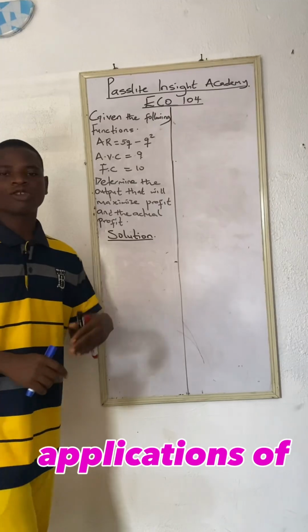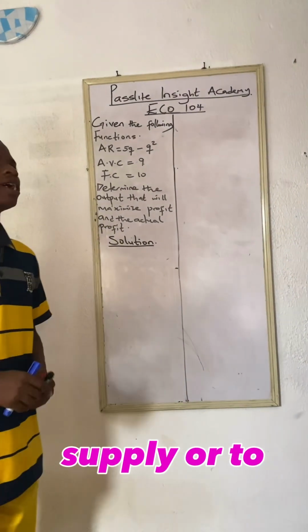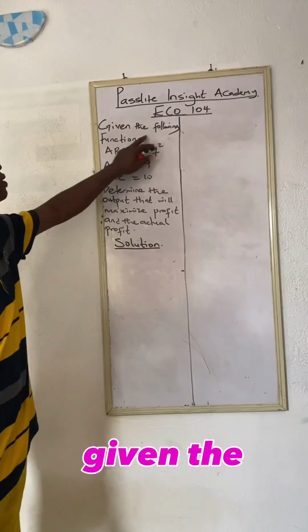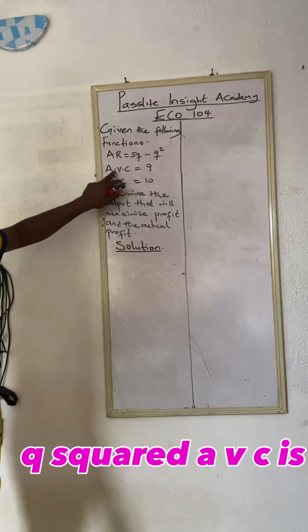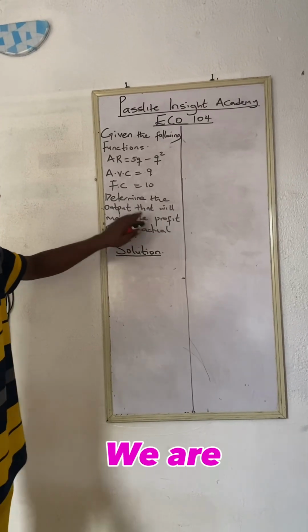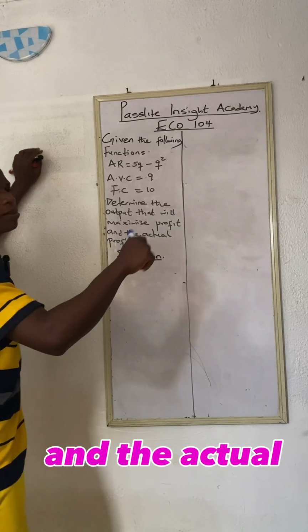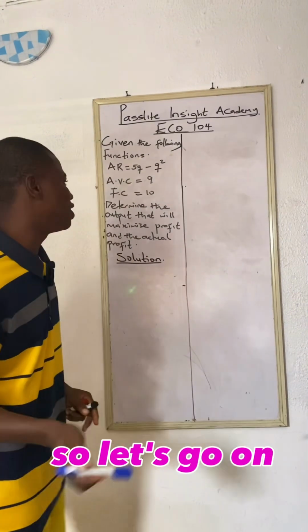So these are applications of differentiation to economics, to demand and supply, or to productivity. So let's solve this together. Given the following functions, AR is equal to 5q minus q squared, AVC is equal to 9, and FC is equal to 10. We are asked to determine the output that will maximize profit and the actual profit. If you know the answer, don't forget to drop it in the comment section. So let's go on with that.